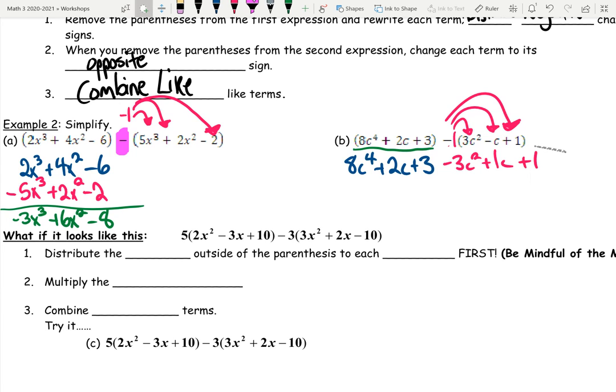Now I'm going to combine my like terms. Now you might be like, oh, wait, that doesn't work. Exactly. I can't combine the 8c to the 4th with the -3c squared. So this just stays the same. And I can maybe put an underline to show that I've already used this. Now I'm going descending. Is there a 3? No. Is there a 2? Yes, there's the second power. Is there a first power? 2c and 1c make 3c, and then 3 and 1 make 4. Voila.